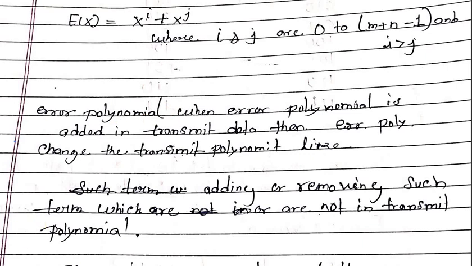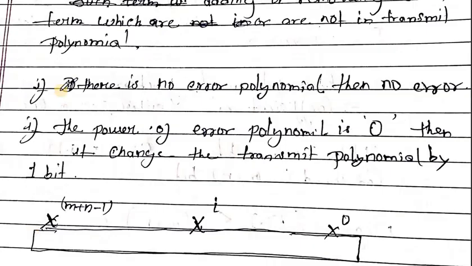The error polynomial function will change the transmitted polynomial string. If there is no error polynomial function, meaning the error polynomial function is 0, then there is no error. But if there is only one term, which is x to the power 0, x to the power 1, anything, it is an error polynomial function. It contains a single term.